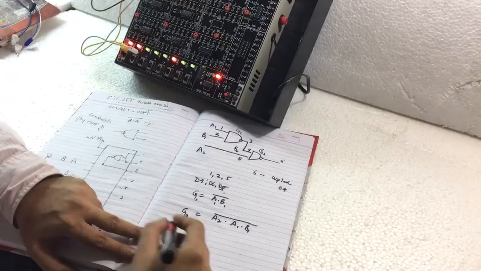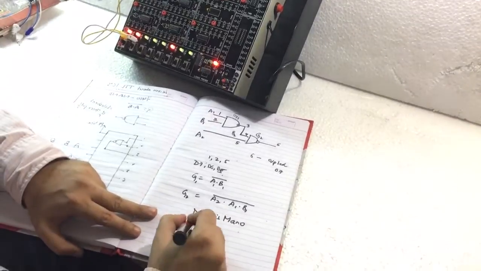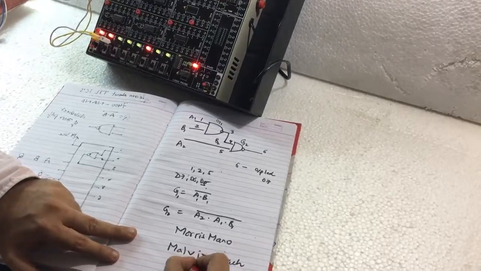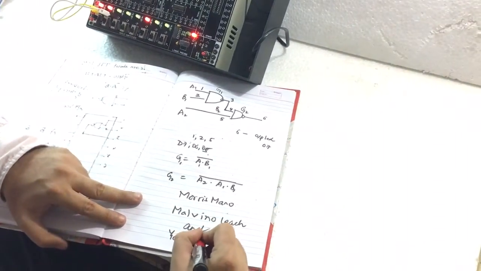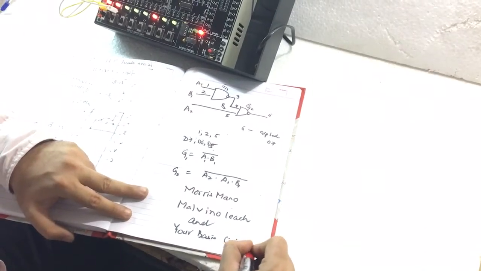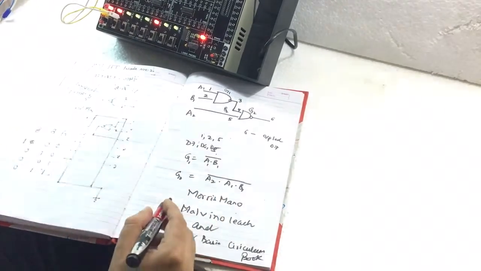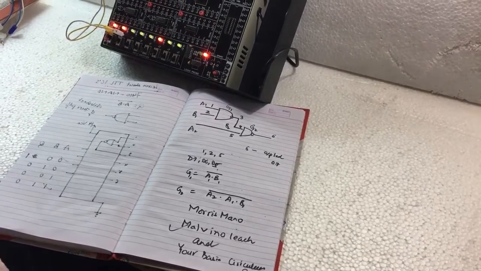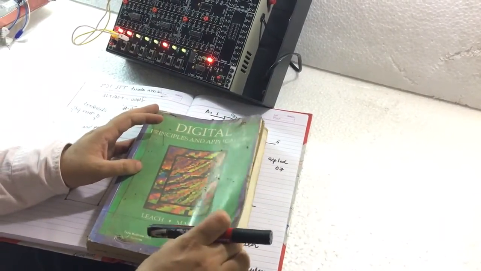You can try any of the circuits given in all the standard books, for example Morris Mano, Malvino-Leach, and your basic curriculum book. My recommendation will be to go for Malvino-Leach and Morris Mano. Both are more or less similar, but the concepts that you get from Malvino-Leach are pretty easy to understand and simpler to implement. This is my book which I use for my designing purposes.